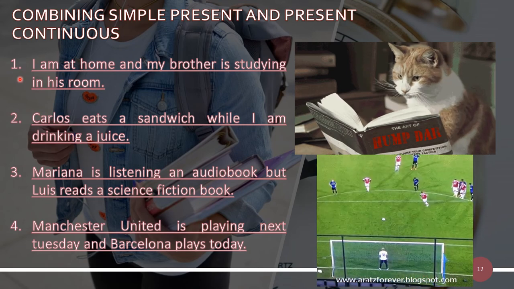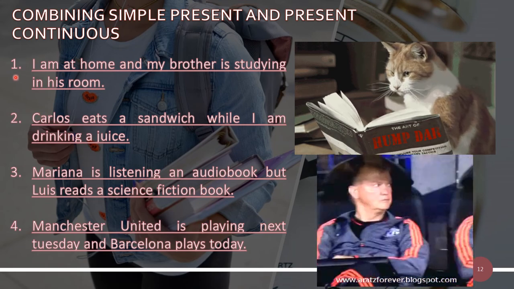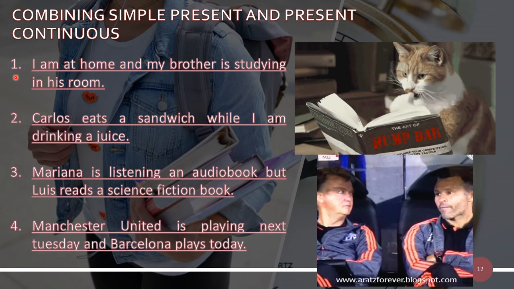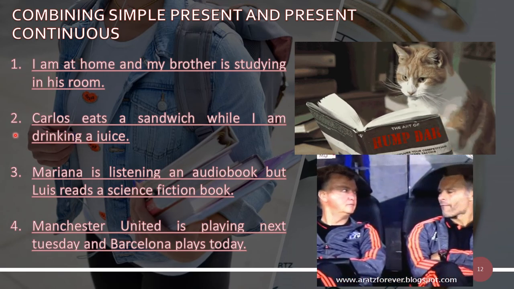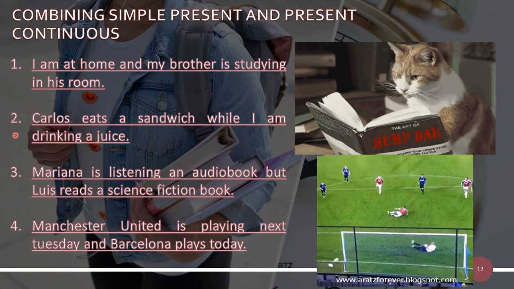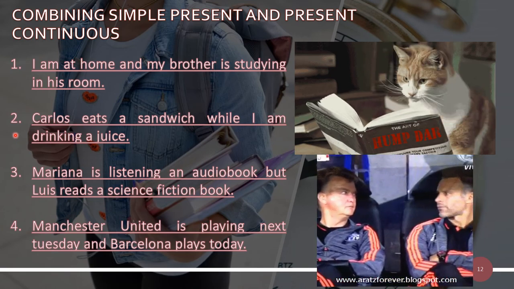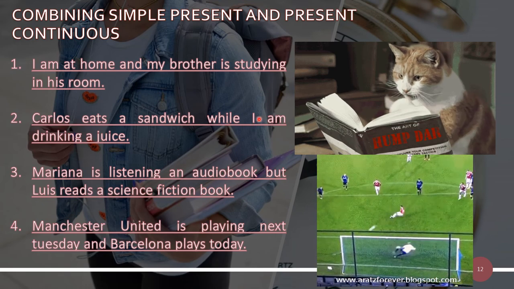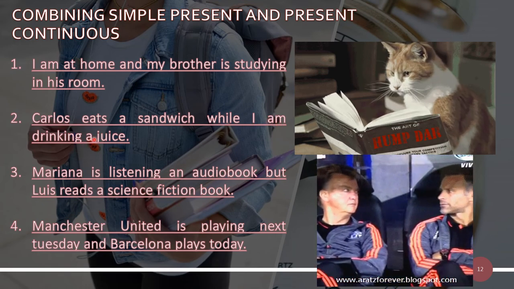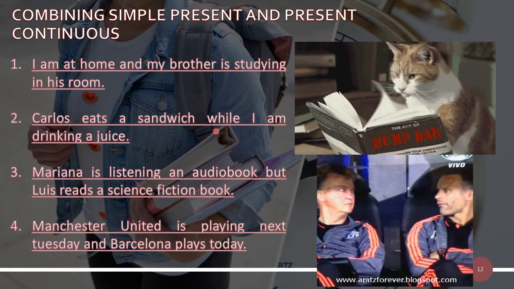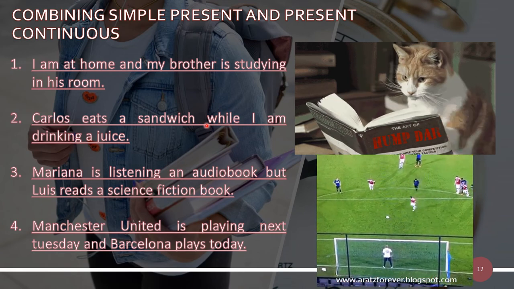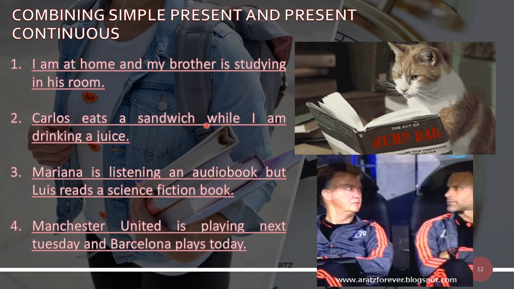Entonces, the first example. I am at home and my brother is studying in his room. Estoy en mi casa y mi hermano está estudiando en su cuarto. Second example, Carlos eats a sandwich while I am drinking a juice. Carlos come un sándwich mientras que yo estoy bebiendo un jugo. While means mientras que, ¿ok? While significa mientras que y es un connector that you can use. Es un conector que tú puedes usar.